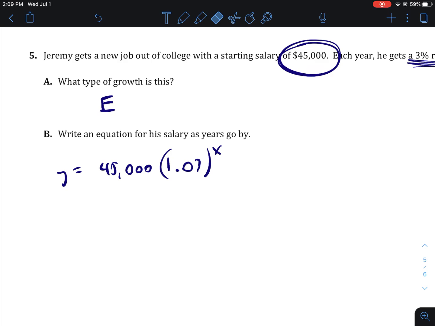And basically the thing behind that is you still want 100% of your old salary. You just want 3% more than that. And 103% is 1.03 when you change it into a decimal. So that should work out. Now, just like before, we got to check and make sure we land at the right place here. We do once again want the -1 there so that year 1 is still 45,000.